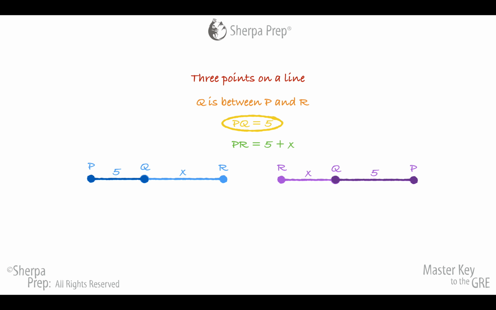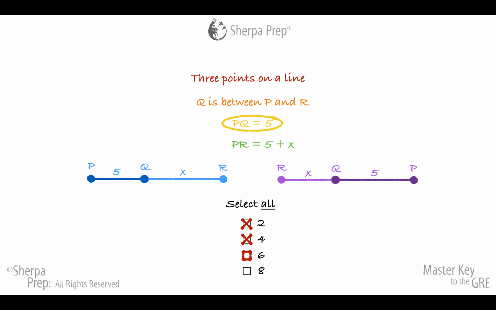Well, P to R has to be 5 plus something. That X represents a real distance. Real distances can't be negative values, so whatever is true of our answer, it's got to be greater than 5. In other words, we know 6 could be an answer, right? If X is 1, P to R would be 5 plus 1, or 6.